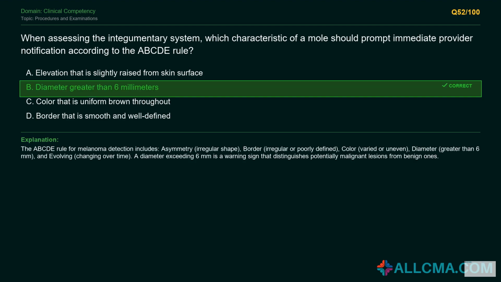The correct answer is B. The ABCD rule for melanoma detection includes asymmetry, irregular shape; border, irregular or poorly defined; color, varied or uneven; diameter, greater than 6 mm; and evolving, changing over time. A diameter exceeding 6 mm is a warning sign that distinguishes potentially malignant lesions from benign ones.